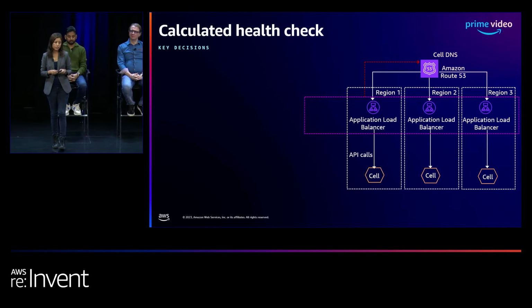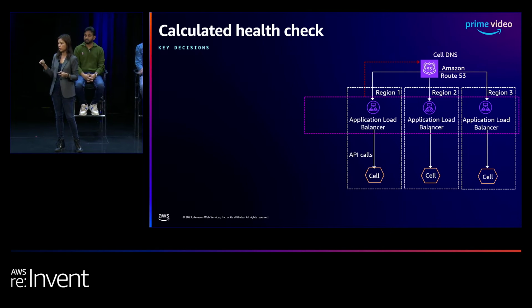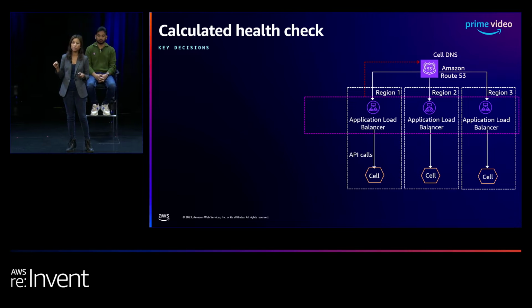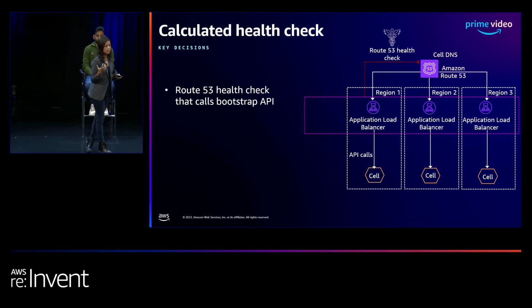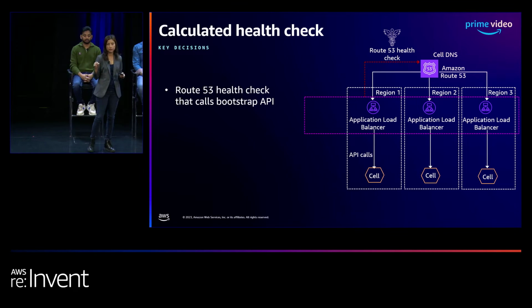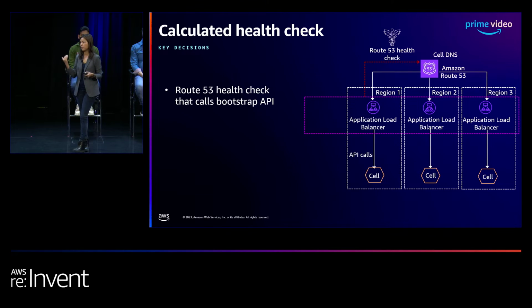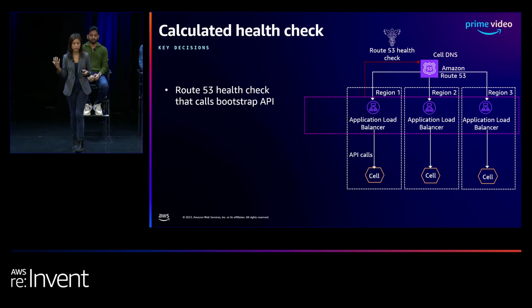And the third decision that they took was calculated health check. Now, one of the things to note is that you don't want to route your request to a cell that's underperforming or unhealthy. So the way they checked if a cell is healthy is they set up Route 53 health checks. They pinged the Bootstrap API for the individual cells, and if they got a 400 or a 500 error, they would know that that cell is unhealthy and would not route the request.